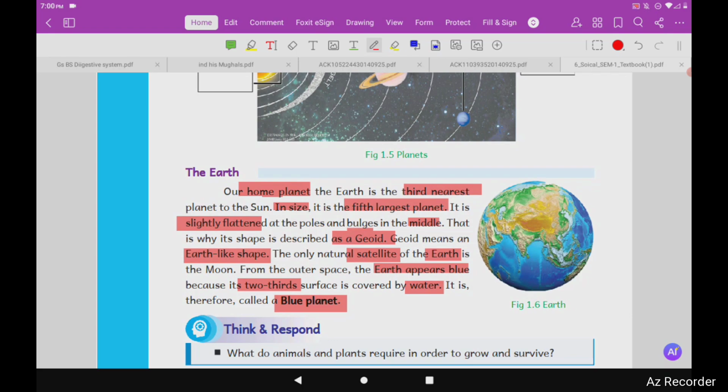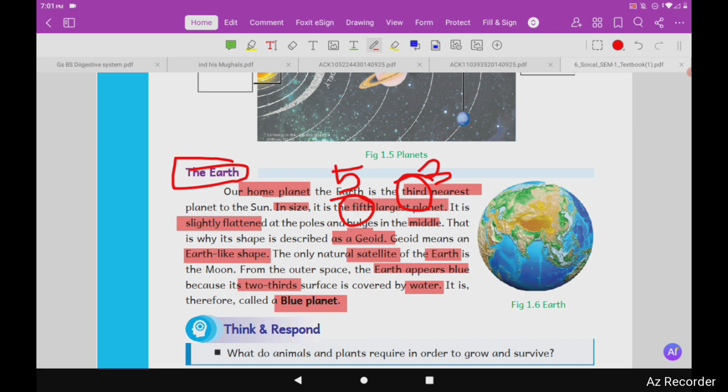Look here. Here we will learn a few things about Earth. Earth is our home planet, and Earth is the 3rd nearest planet. What is the first nearest planet to the Sun? That is Mercury, and the second one is Venus, and the third one is Earth. So our planet is the 3rd one. When we consider the size, Earth is the 5th largest planet, whereas by distance it is the 3rd.